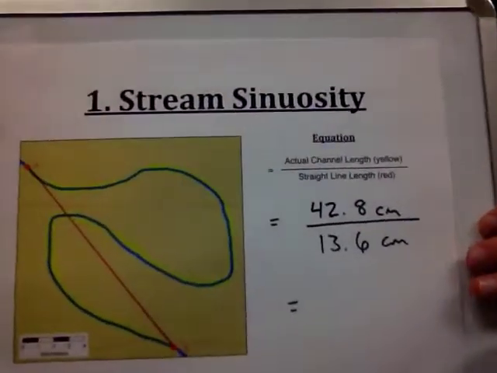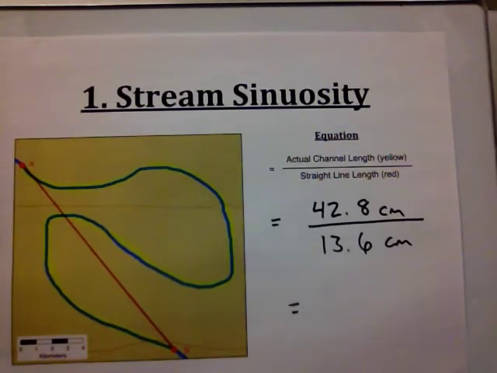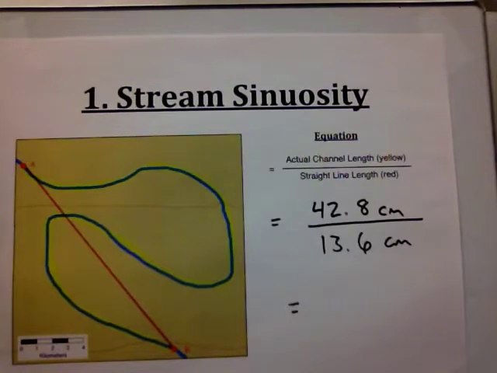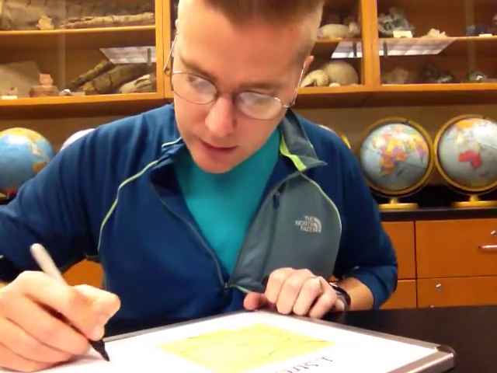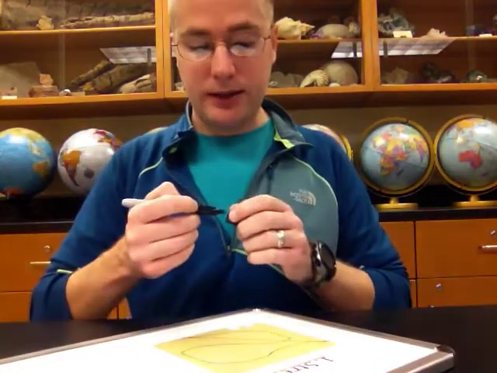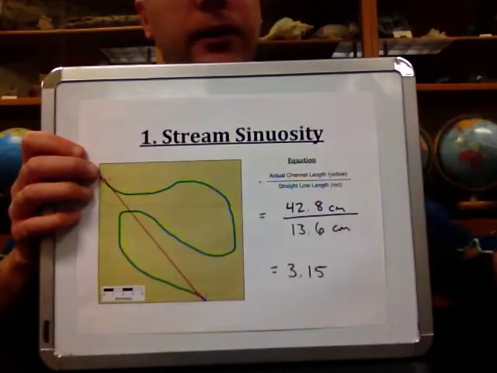What we do now is we are ready to go ahead and plug this into our calculator. So we take 42.8 centimeters divided by 13.6 centimeters, and we see that our sinuosity is 3.15. Now what that means for the sinuosity of a stream is we're looking at a meandering stream, and as you can tell there's a lot of curvature to the stream in this map area.